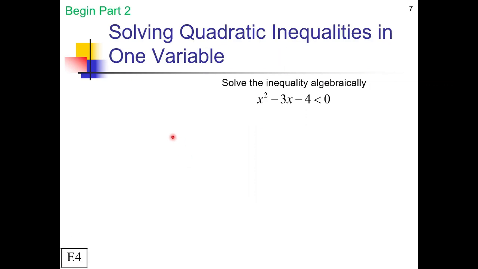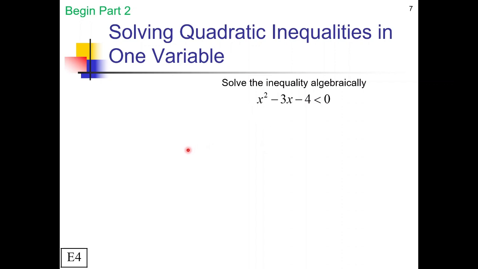Welcome back. You're joining us for part 2 of quadratic inequalities. In this one, we will be doing all things one variable related. So our opening example is we've got x squared minus 3x minus 4 less than 0. Notice we only have one type of variable, just x here. So how do we do one of these?